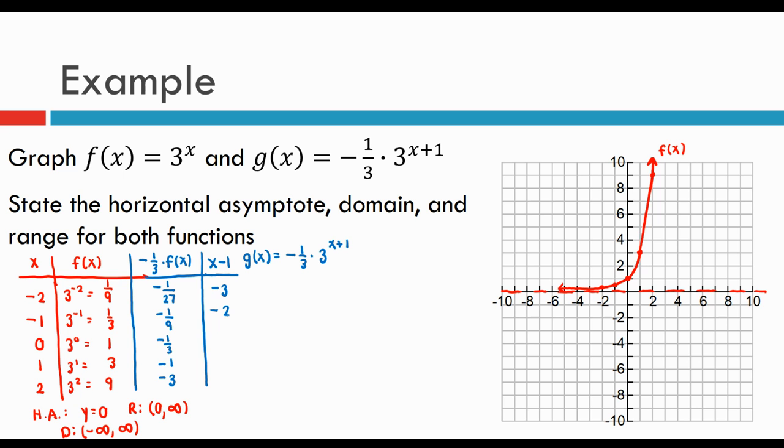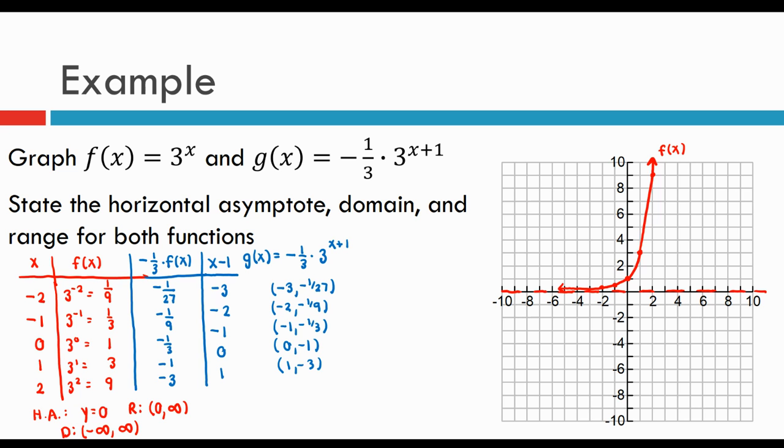Negative 1 minus 1 is negative 2. 0 minus 1 is negative 1. 1 minus 1 is 0. 2 minus 1 is 1. So then essentially, we have to understand that our ordered pair always goes x first and then y. So our ordered pair is really negative 3, negative 1/27, negative 2, negative 1/9, negative 1, negative 1/3, 0, negative 1, and then 1, negative 3.